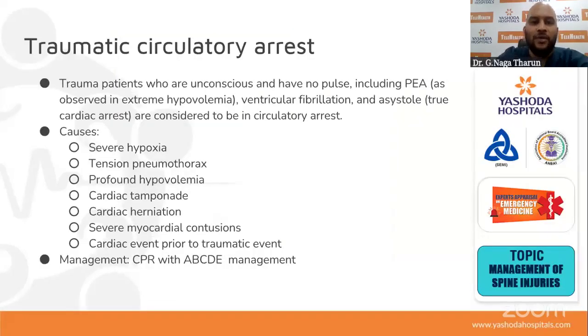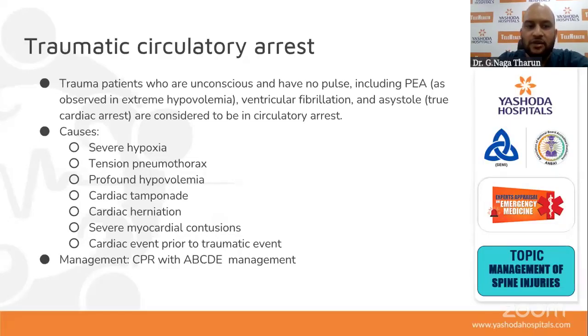And coming to traumatic circulatory arrest. If we receive a patient in the ED with massive thoracic trauma injuries with pulseless electrical activity, or unconscious with no pulse with PEA, as observed in extreme hypovolemia, and this patient results in ventricular fibrillation and asystole, true cardiac arrest, they are considered to be in circulatory arrest.